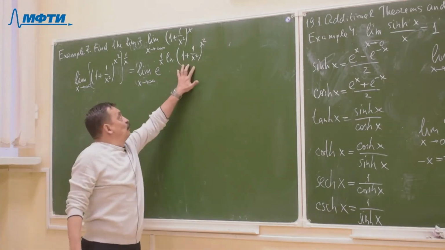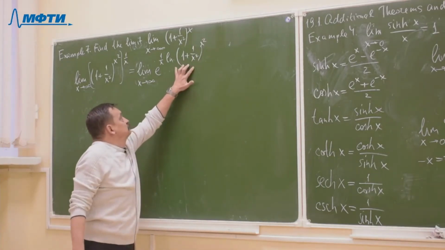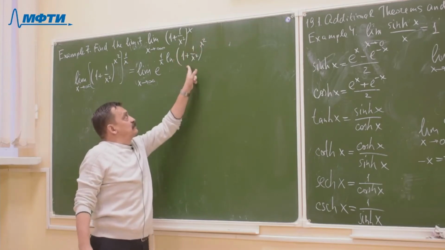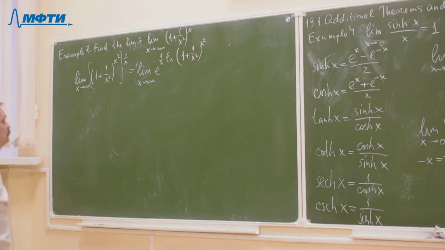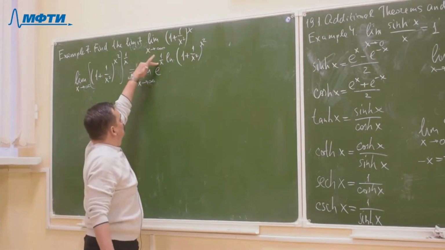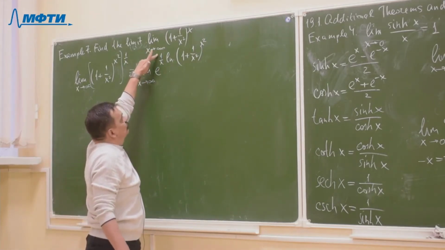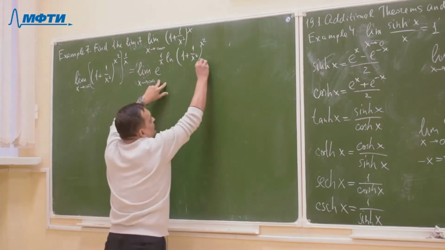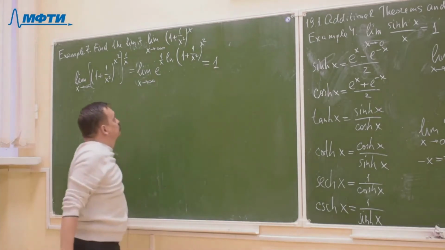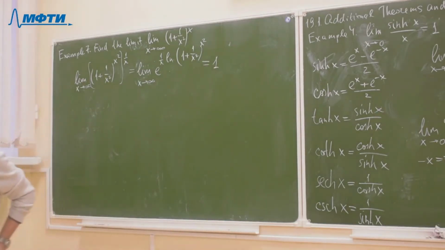That is 1, because this is e, and the logarithmic function is continuous, so that is 1, and that tends to 0. So e to the power 0, the exponent is continuous, so that is 1. Okay.